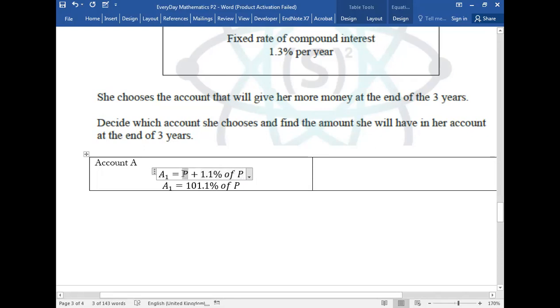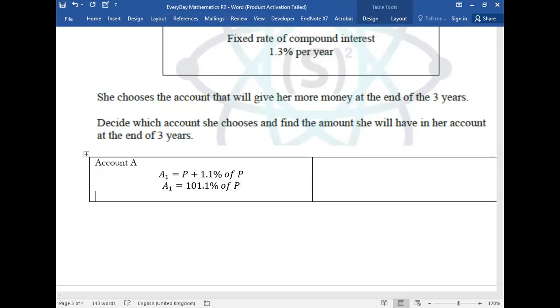Principal itself is 100% of itself. उसमें प्रिंसिपल का ही 1.1% when you added, ये तो खुद अपना 100% था ना। राइट, 100% of principal, उसमें उसी का 1.1% जब add हो गया, so that becomes 101.1%. Is this clear? Now observe.